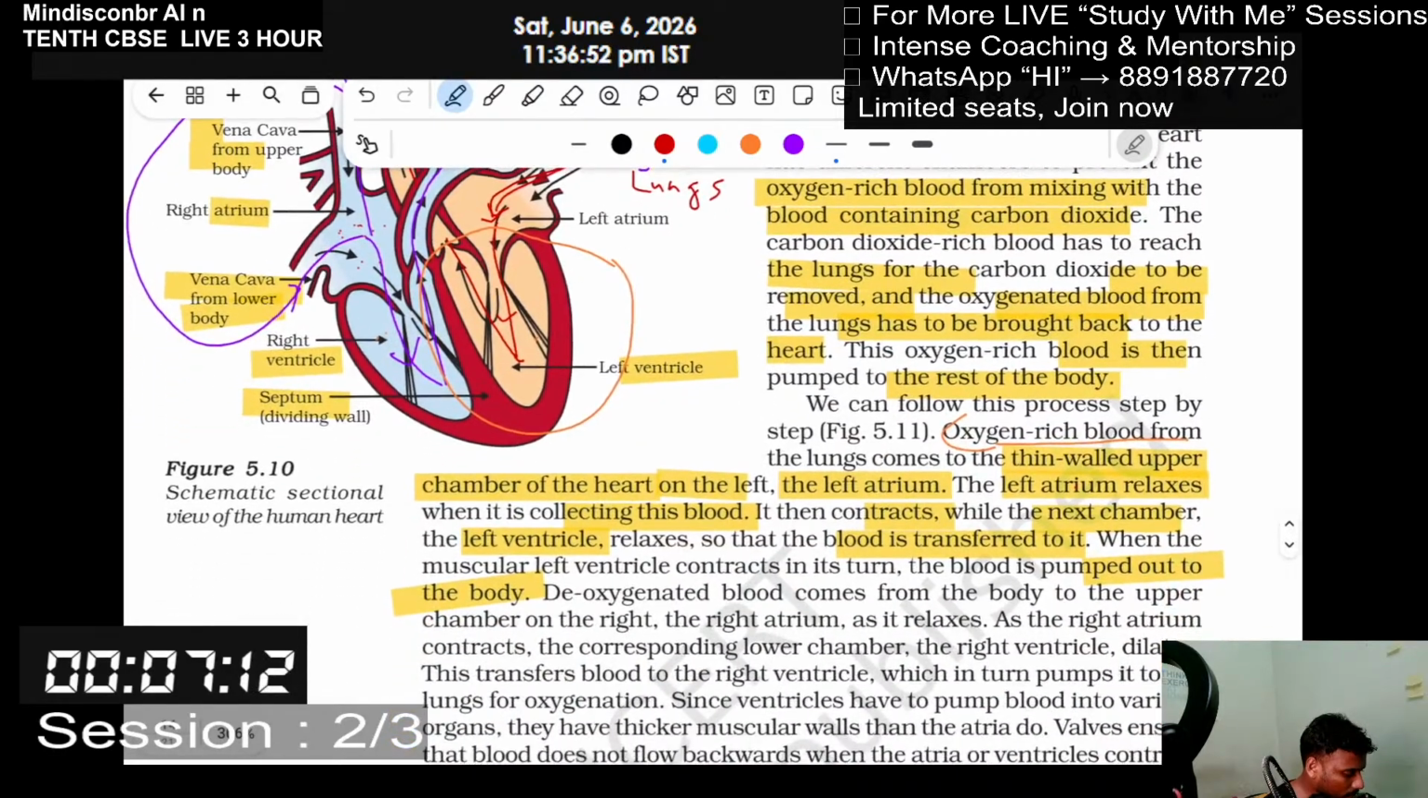The left atrium relaxes when it is collecting the blood. It then contracts while the next chamber, the left ventricle, relaxes so that the blood is transferred to it. When the muscular left ventricle contracts in its turn, the blood is pumped into the body.